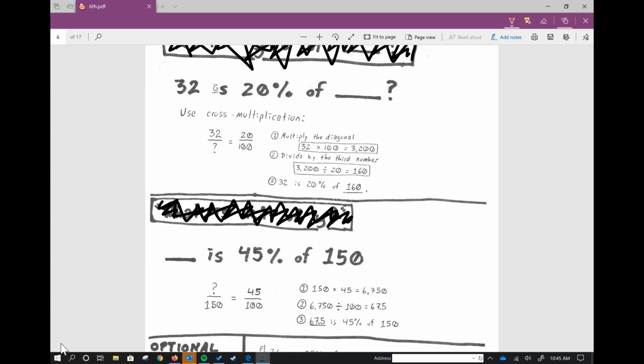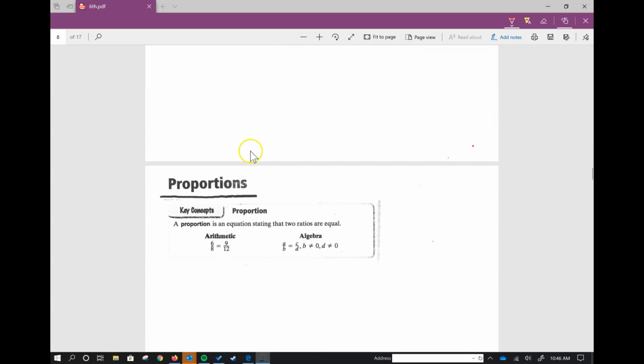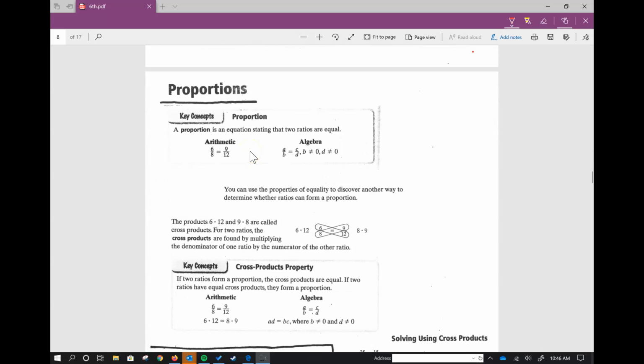Over the last couple of lessons, we've talked about the relationship between percentages and fractions, and that you can turn one into the other using a setup where two fractions are set equal to each other. And then you multiply the diagonal and then divide by the number you haven't used yet. This setup, two fractions set equal to each other, has a very specific name. This is called a proportion.